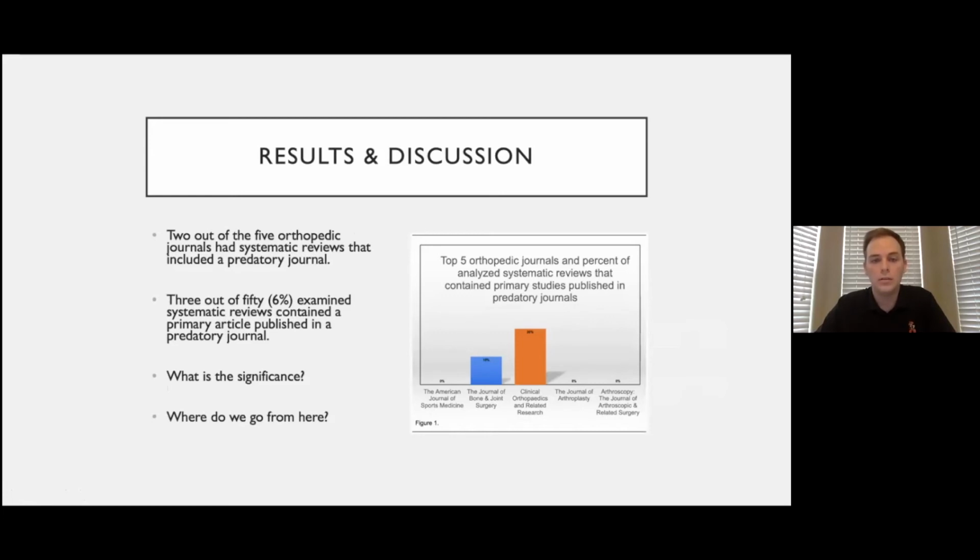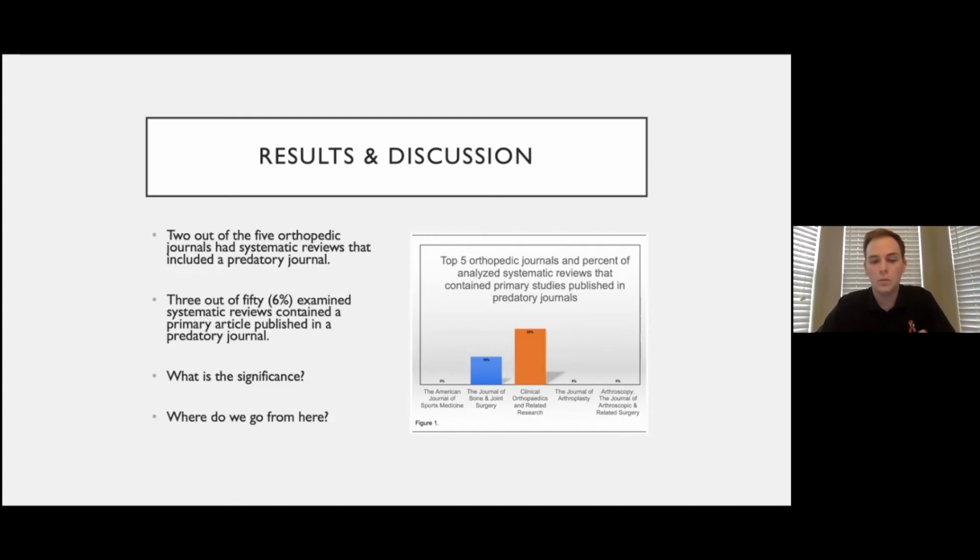Fortunately, none of the systematic reviews that contained a primary article published in a predatory journal were included in clinical care guidelines. However, the primary articles were cited 53 times. So this kind of shows that they have found their way into scientific research and scientific literature.